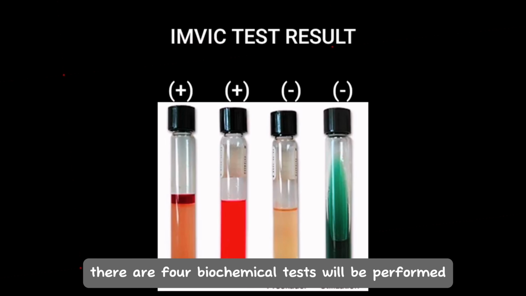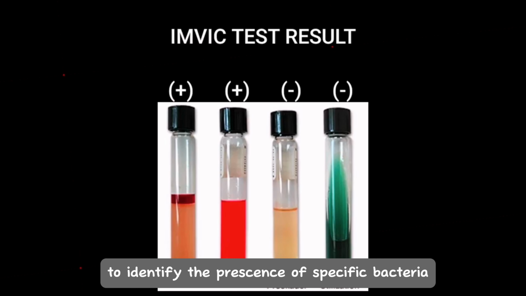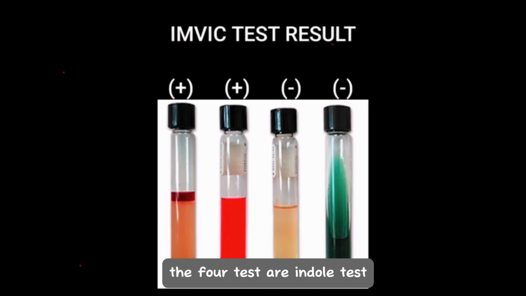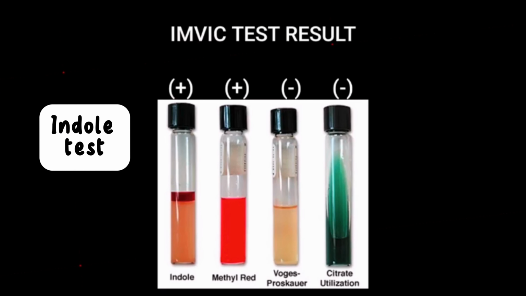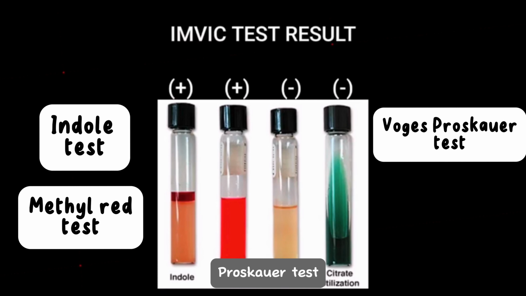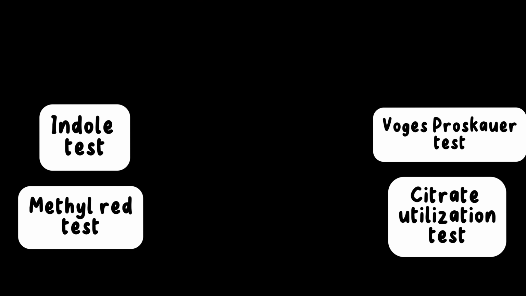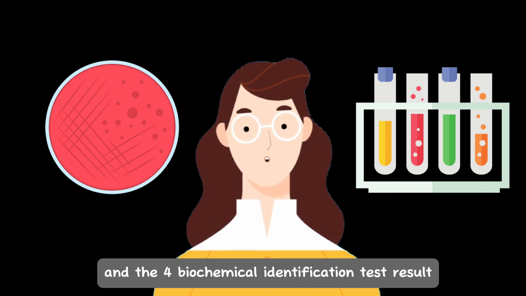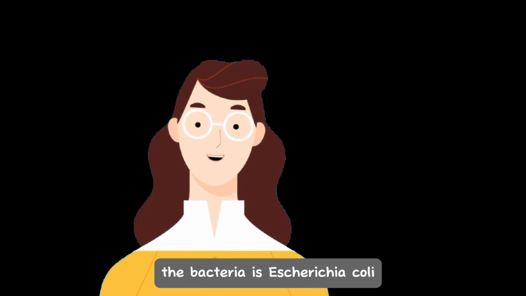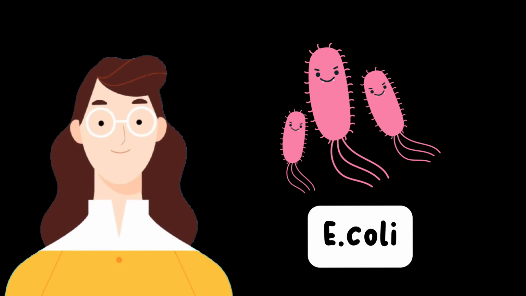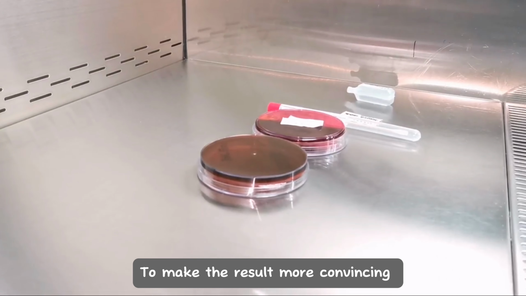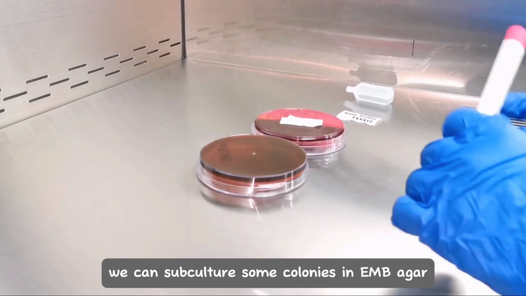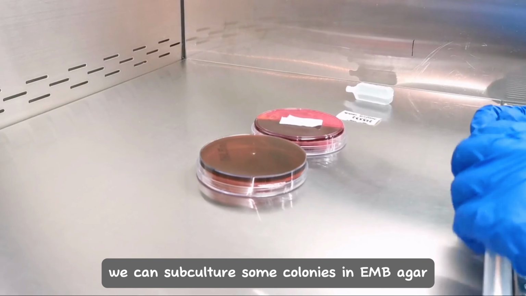For urine sample, there are 4 biochemical tests that will be performed to identify the presence of specific bacteria. The 4 tests are indole test, methyl red, Voges-Proskauer test, MRVP, and citrate utilization test. Based on the appearance of the colony and the 4 biochemical identification test results, the bacteria is Escherichia coli. To make this result more convincing, we can subculture some colonies in EMB agar to see its unique appearance.